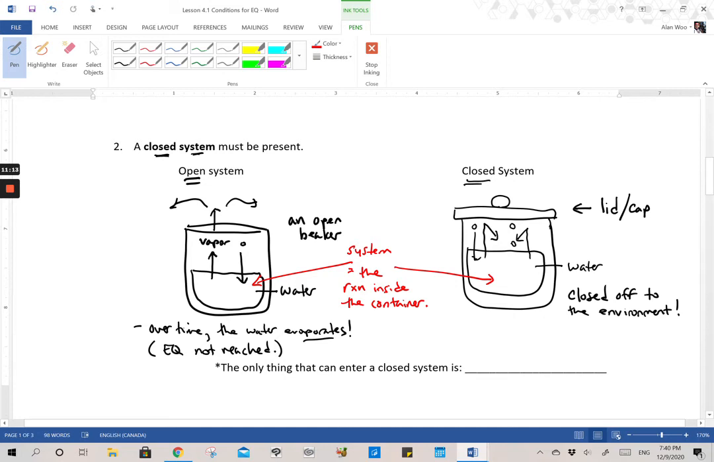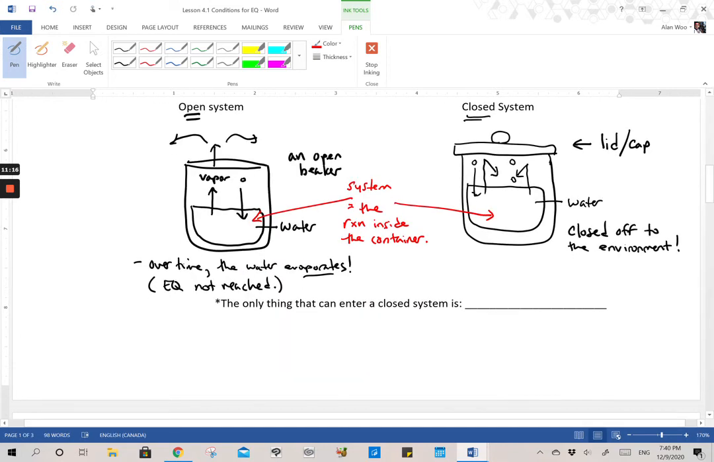But a closed system, the only thing that can ever enter a closed system is actually heat. Okay, or more accurately, heat energy. So heat energy can pass through the walls, through the barrier of your system. Okay, so if it's really hot outside, energy can move in, and it's really cold outside, energy can move out of the system. Okay, but heat is basically the one thing that you can try to reduce, especially if you have a really well insulated bottle, but for the most part, you cannot stop it.